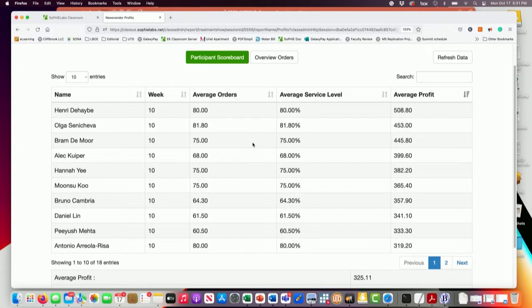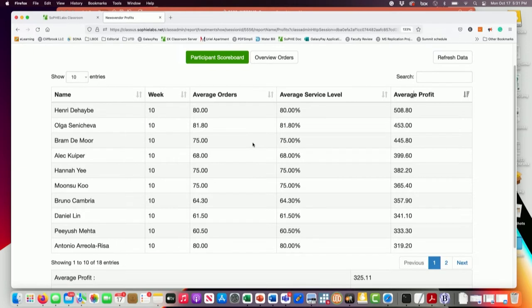Also, when I debrief it, I would ask the person who made the most money how they came up with this order of 80. Usually what people would say is they make this critical fractile argument in their own words: you're making a profit of 9 on every unit, it's only costing you 3, so you should order more than average, and so I ordered a lot more than average.